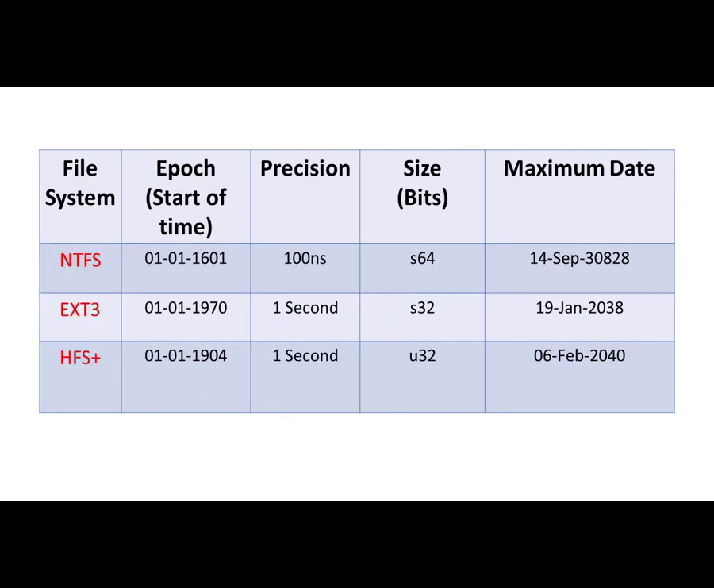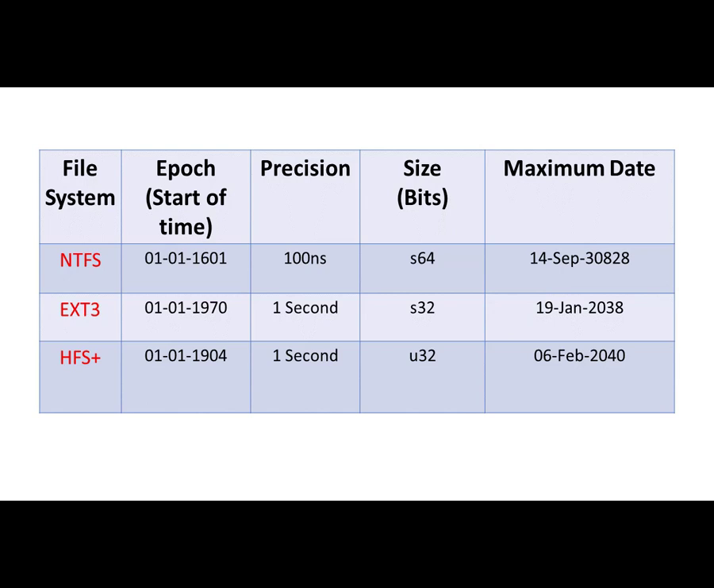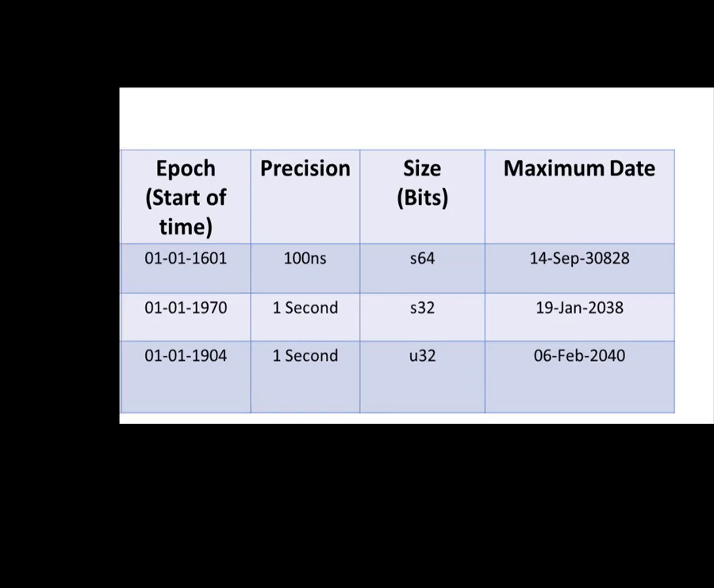Now, you might have this question as to why there are so many epochs and so many differences in the way date time is stored across different file systems. The simple answer is that the choice of epoch, precision, and size is left to the designer of the file system. And here we can see that the designers of NTFS, ext3, and HFS Plus each had a different opinion on what they thought was the optimal way to store date and time. This is something we have to live with, and this is something we have to understand when we do forensic analysis of these file systems.